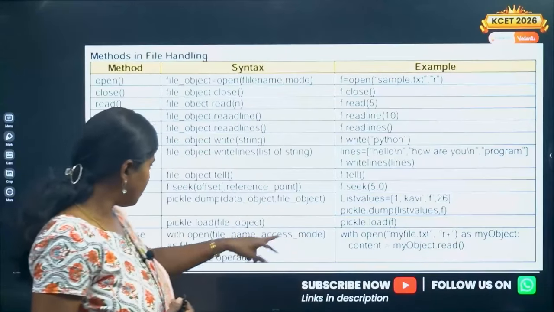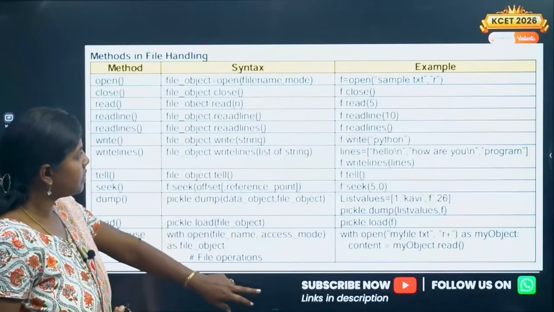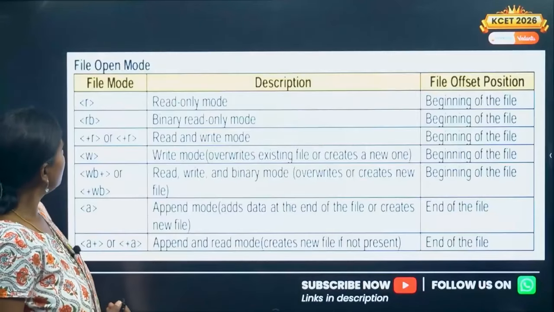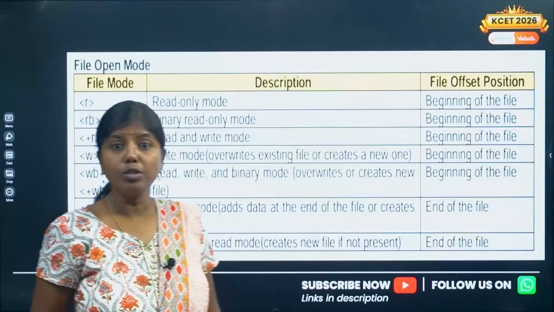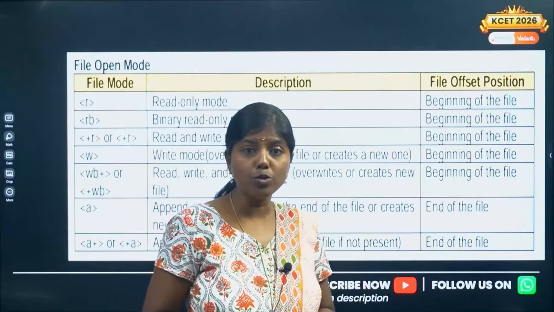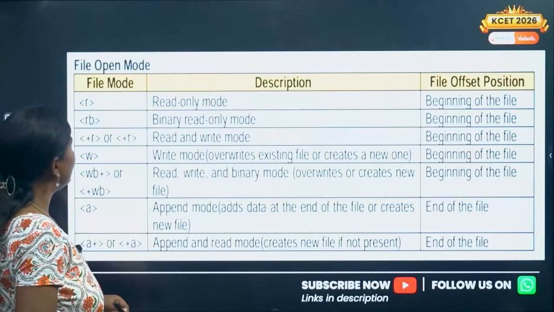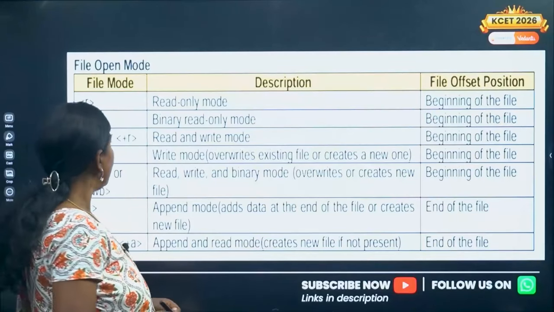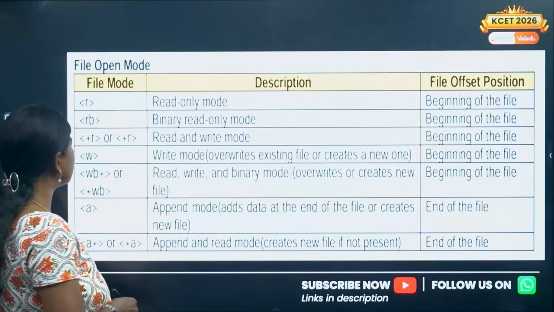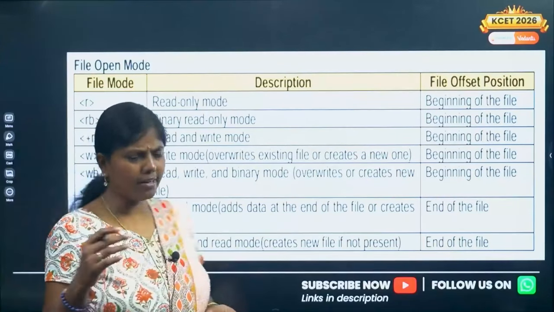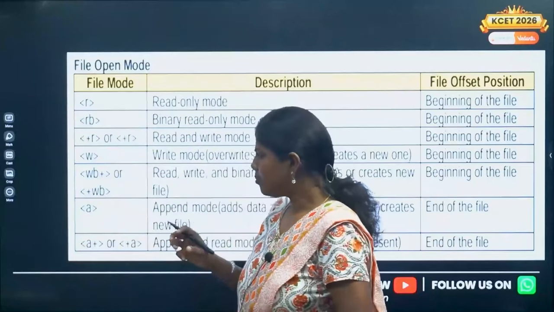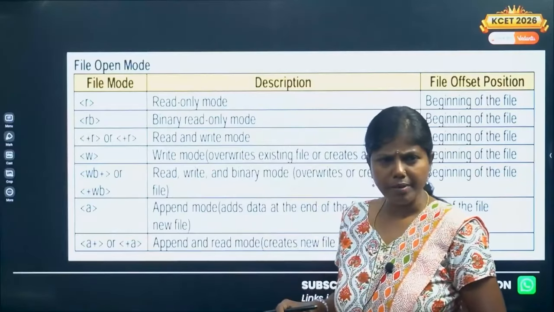So we'll come back to dump and load. We'll just go for this now. We have file open modes. What are the different file open modes we have? Let's discuss the main important ones: R is there, W is there, and A is there.